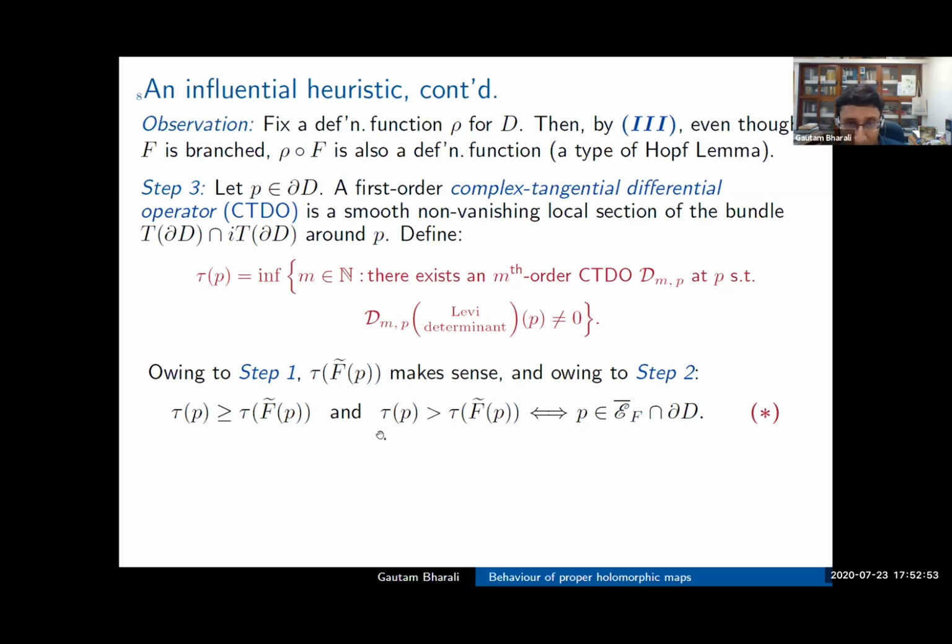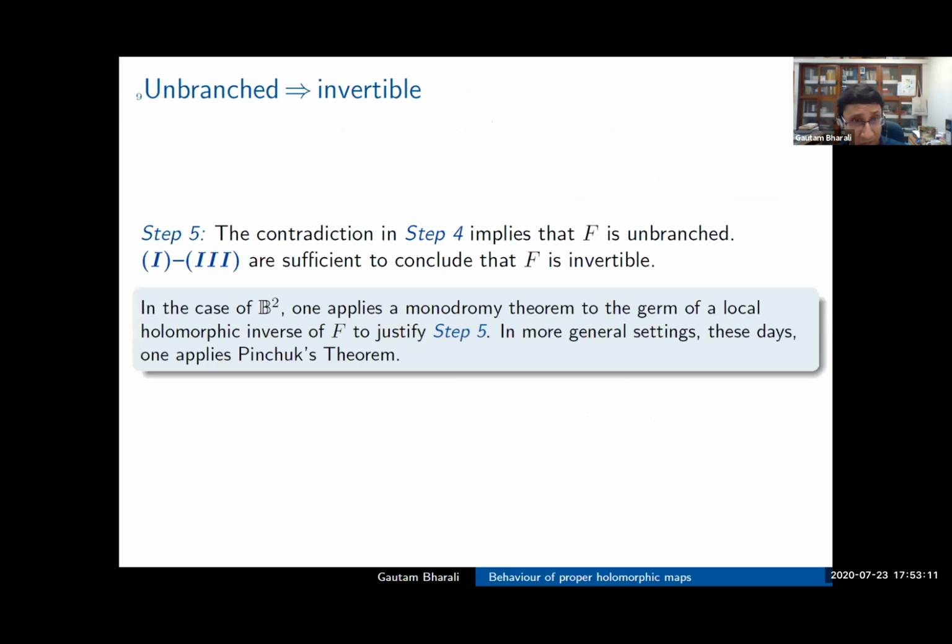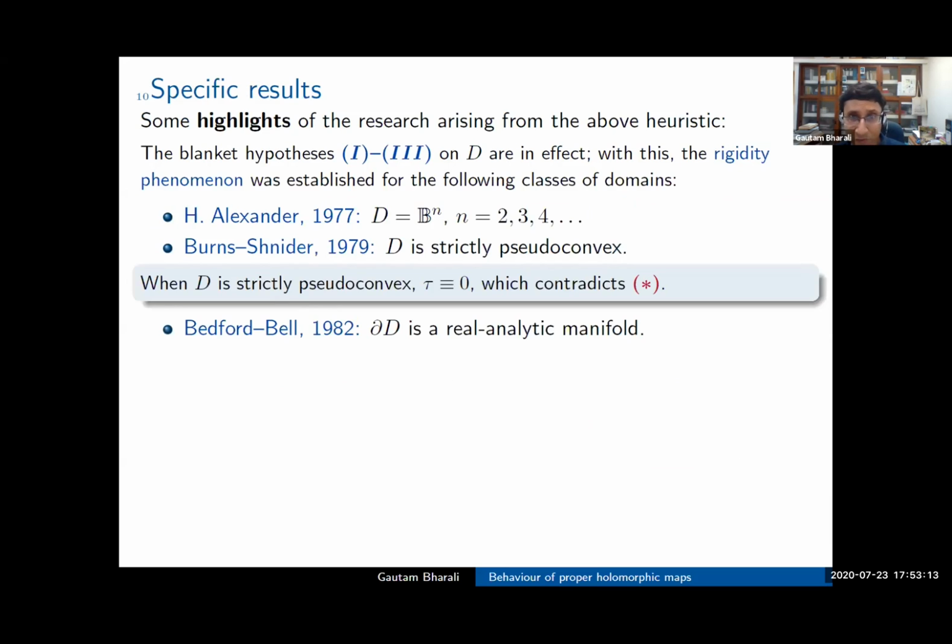So if my map were branched, then I would get a contradiction to the strict inequality, because neither side can be anything but 0. Yet if my map were branched, I should have this strict inequality. Get that? That is the contradiction. And so for really basic reasons, following my heuristic, this is the Burns-Schneider result, done.